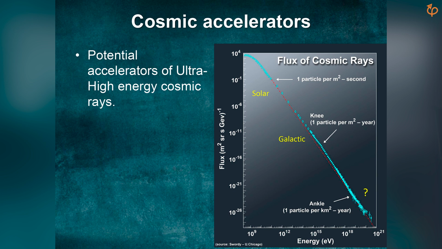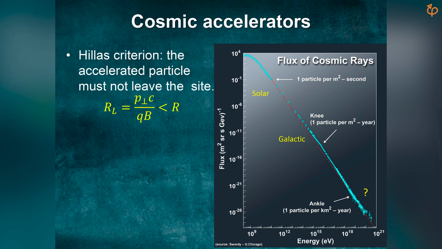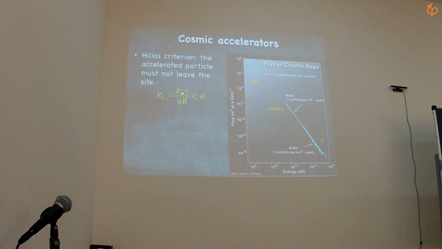And how do we know that? So there is a very simple criterion, which is known as the Hillas criterion. And this criterion says the following: suppose that we have a charged particle. It is gyrating within a magnetic field. So the motion of a particle within a magnetic field is a circular motion because the magnetic force is like a central force. And the radius of this motion is proportional to the momentum of the particle. So the larger the momentum, the larger is the radius of the particle.